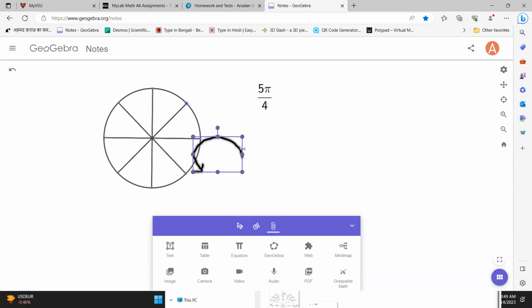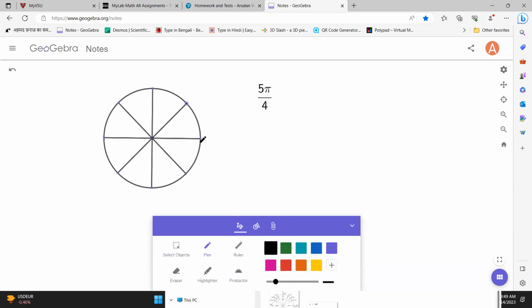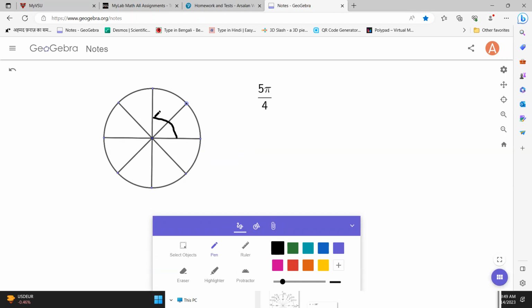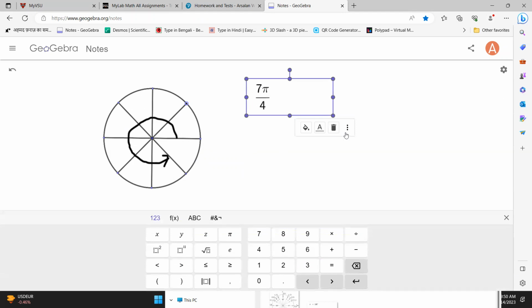Let me hide this. 1, 2, 3, 4, 5, 6, 7. So if I start here and I stop here, what angle did I make? The answer is this sliver is pi over 4. This is pi over 4. How many times did I do? 1, 2, 3, 4, 5, 6, 7. I'm going to say 7 pi over 4.